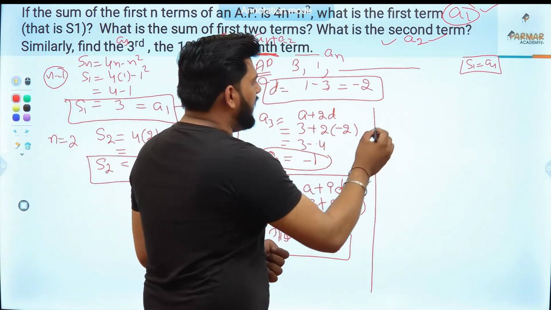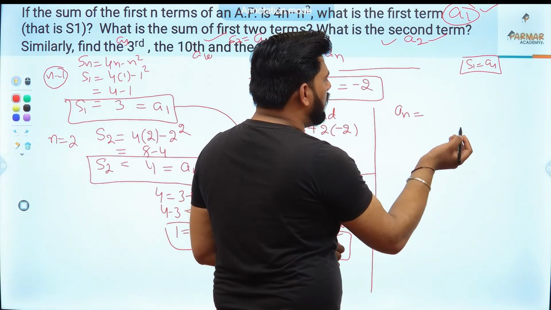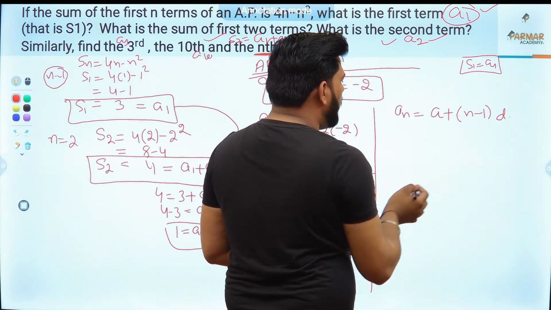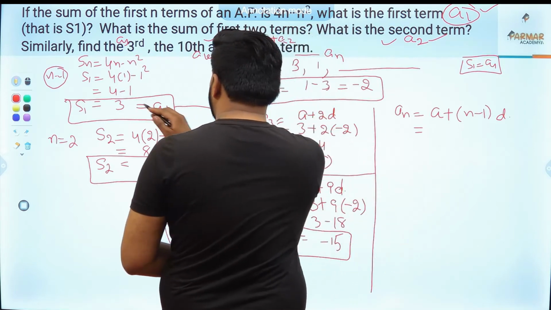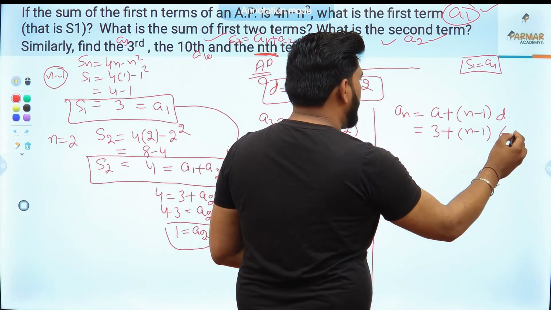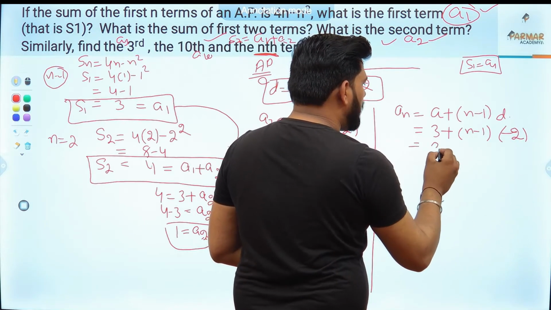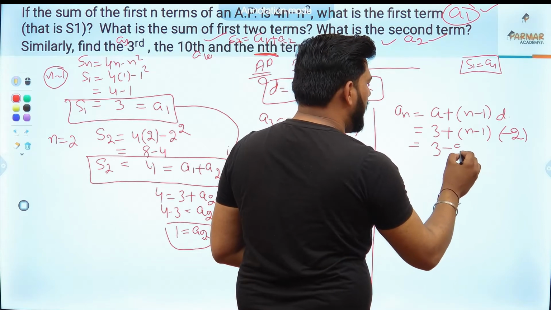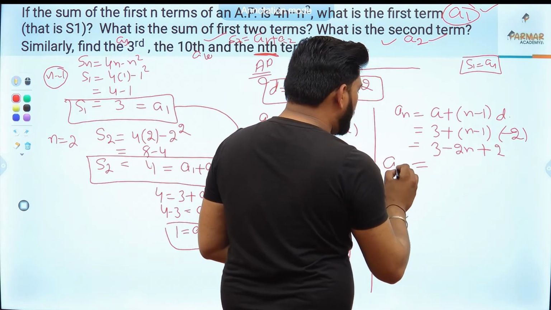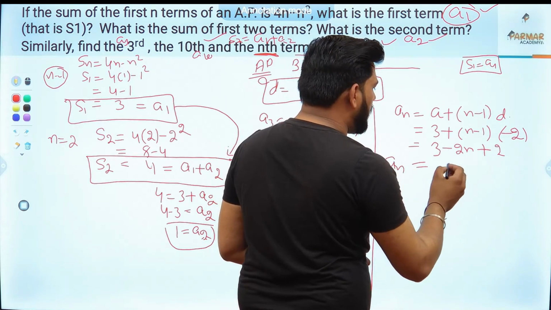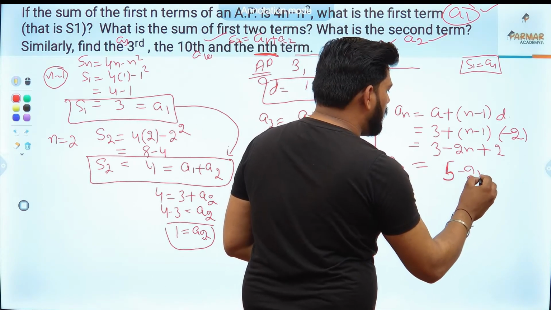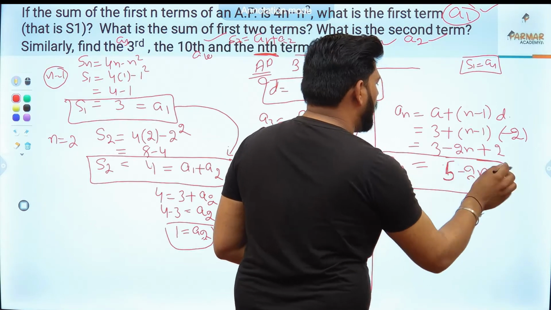Now we have to find an, and we know the basic formula to find an is A plus n minus 1 times D. So that is equal to A, that is the first term, 3 plus n minus 1 into D, that is minus 2. That is equal to 3, 2 is answer, that is minus 2n, minus 1 into minus 2, that is plus 2. So the nth term of the given AP sequence is 3 plus 2, 5 minus 2n. So this is the required answer.